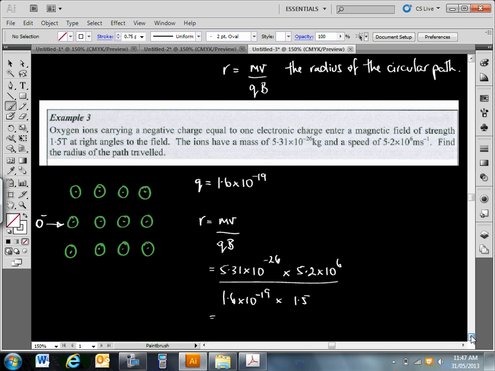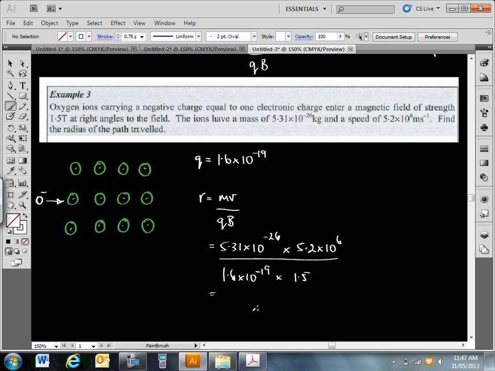Type it into your calculator. It's a good idea for those people that don't use their calculator a whole lot to put these values in there now. Make sure you get the same number that I do. 1.15 by 10 to the minus 1 meters. The book says 10 to the minus 1, 11.5 centimeters.